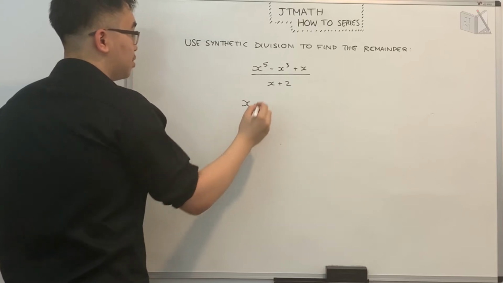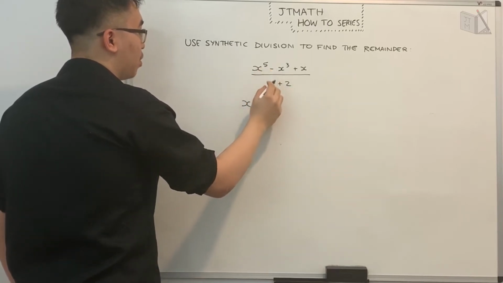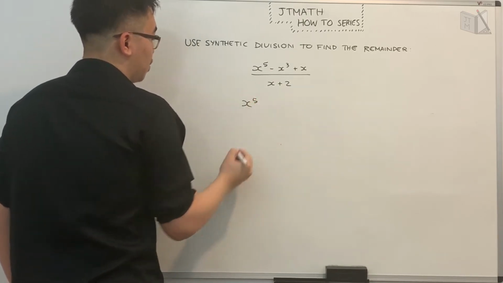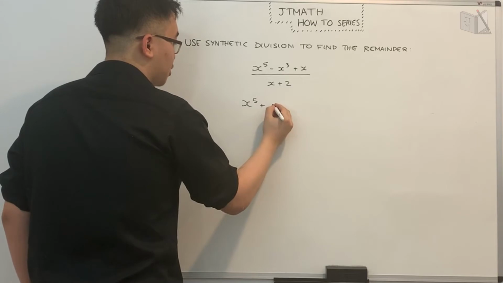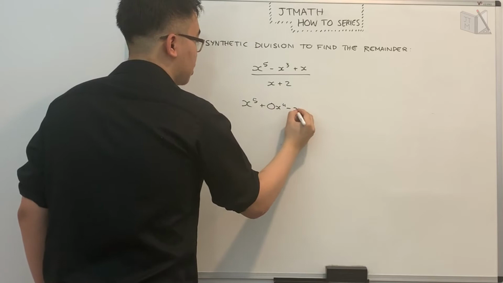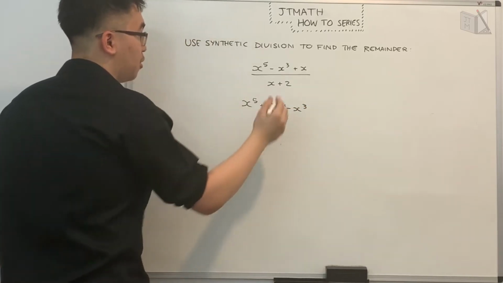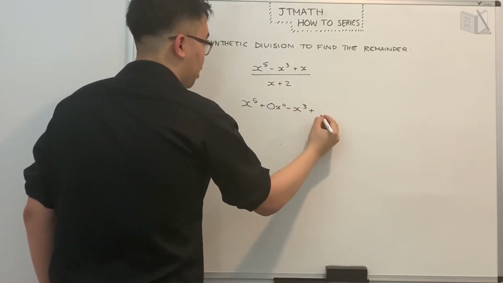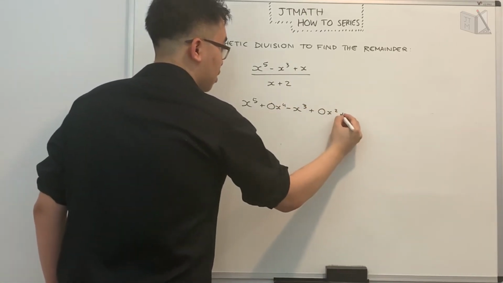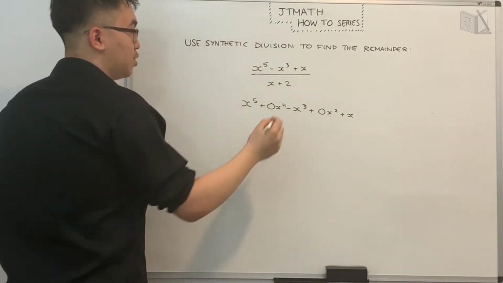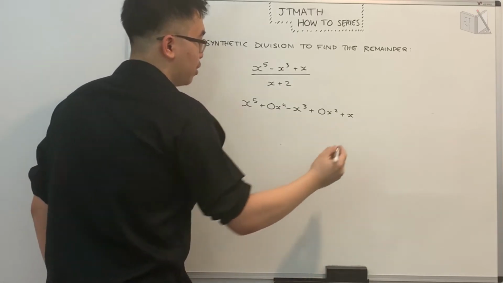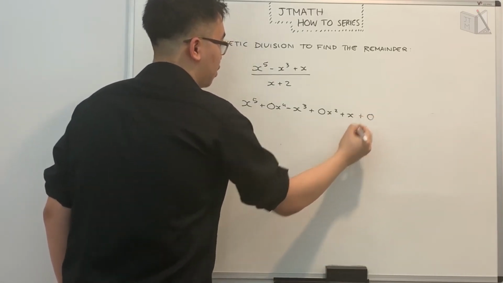meaning that since we do not have an x to the power of fourth, an x squared, and a constant, we have to use placeholders. So we'll have x to the fifth. There's no x to the fourth, so we have a 0x to the fourth, and then minus x to the third. There's no x squared, so we use a placeholder again. 0x squared, and then plus x. And then since there's no constant, which is power of x to the 0th, we use another placeholder, plus 0.